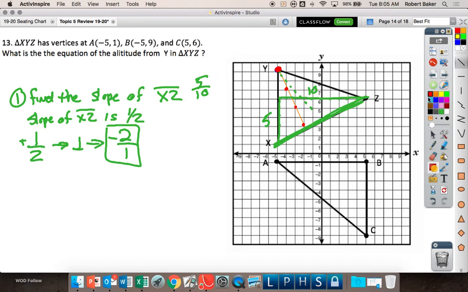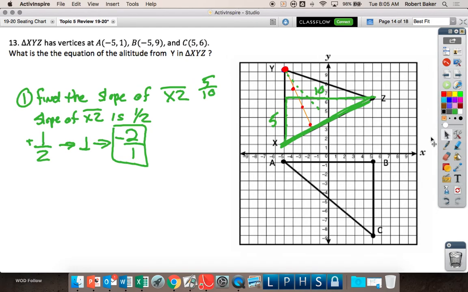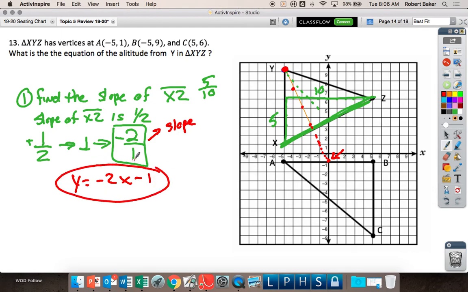So we need to write an equation. What is the equation of the altitude? So I need to keep graphing until I find the y-intercept. Down 2 over 1, down 2 over 1. So I know my slope, and now I've found my new y-intercept. So my equation would be y equals -2x minus 1. That's the equation that describes the altitude from y in triangle XYZ.